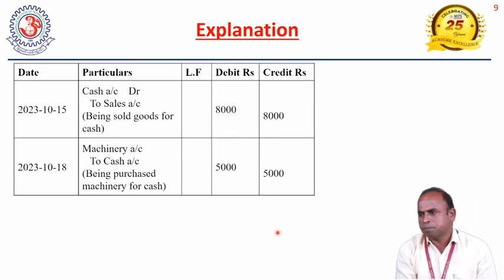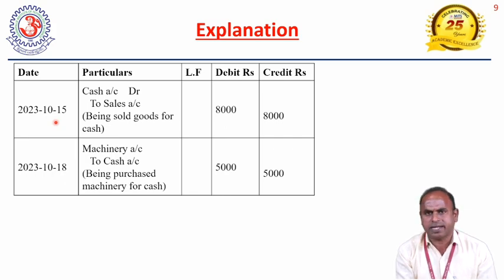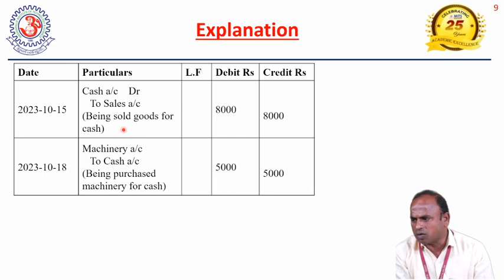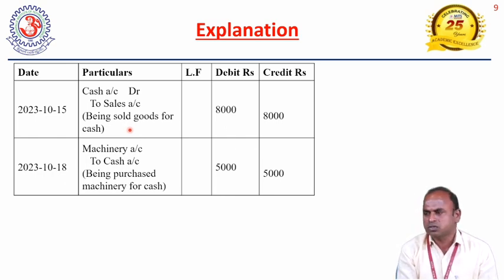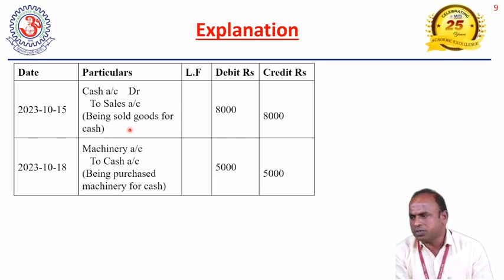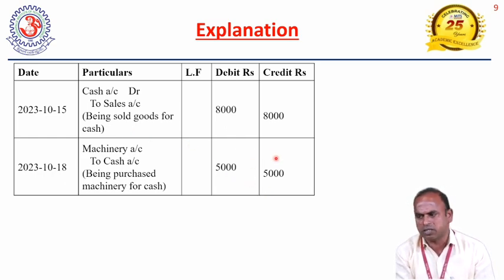The next one, October 15th, 2023, sold goods. It means cash transaction. Here, cash and sales. Cash is real account, sales is nominal account. Here, cash comes into the business, debit side. Sales is revenue, so credit side. Cash account debtor to sales account. So, being sold goods for cash, it is narration. So, amount is debit side 8,000 and the same amount on credit side, 8,000 rupees.